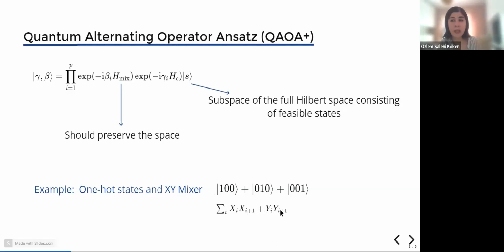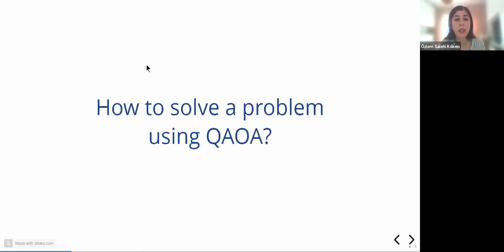Ordinary or conventional QAOA can be seen as a special case of this. But again, the mixer is fixed, and the initial state as well. But then how do we implement this middle part, this HC? This is what I will discuss next: how we solve a problem using QAOA.